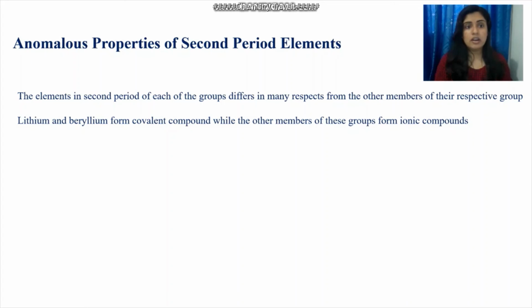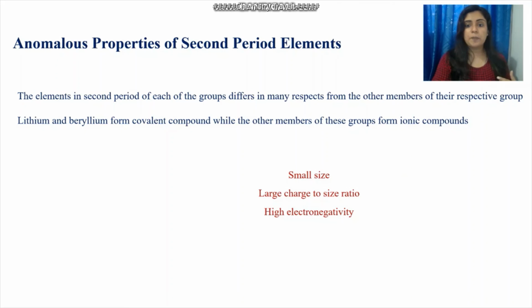If you consider the elements in the second period for each of the groups, you can find that they differ in many aspects compared to the other members in that particular group. For example, lithium and beryllium form covalent compounds. But the ones below, like sodium, below lithium, we have sodium, potassium, and all, or below beryllium, we have magnesium, calcium, and all. These won't form covalent compounds, they form ionic compounds. But the starting ones of the second period, lithium, beryllium, and all, will be forming covalent compounds.